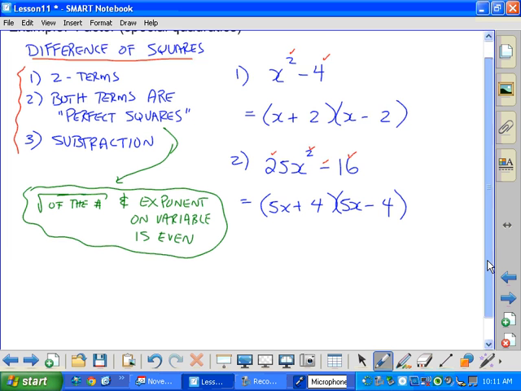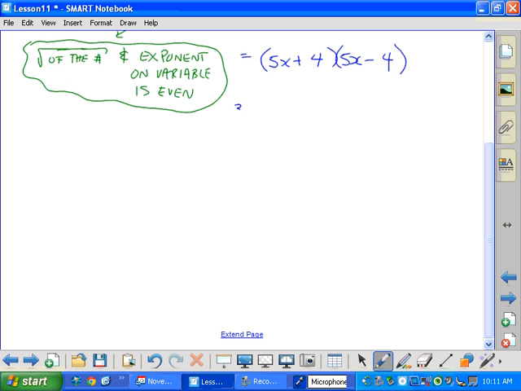All right, 2 more examples. The third one, and this one always throws people out, 100 minus 9a to the 4th. There's 2 things that throw people out, but let's go through the checklist first. Yes, there's 2 terms. I can take the square root of 100. I can take the square root of 9. I have an even exponent, and I have subtraction. So it is a difference of squares. People get freaked out, though, when the number comes first. There's not a variable. People think the variable has to be in that first one. Definitely not.